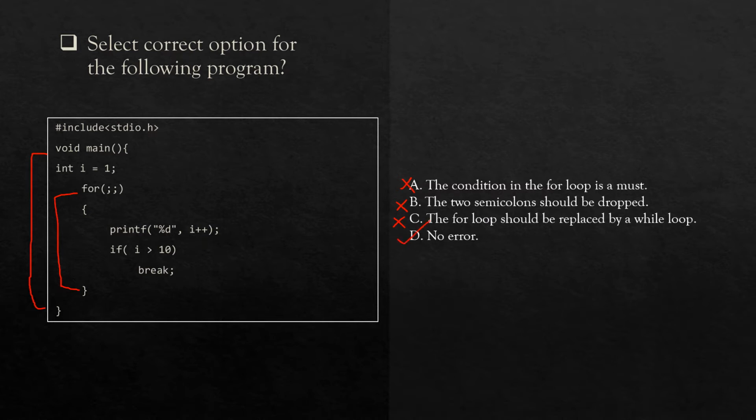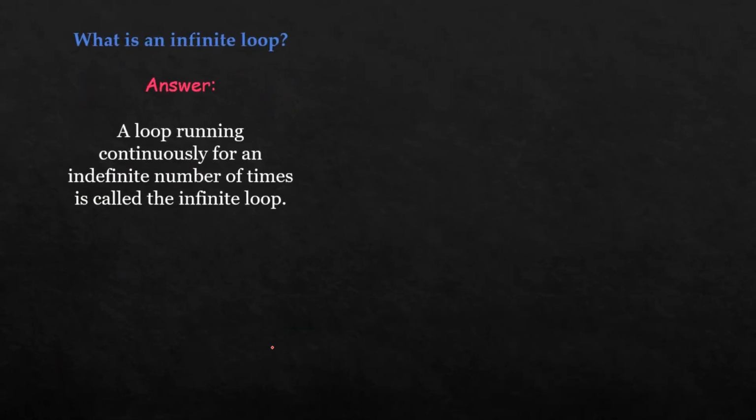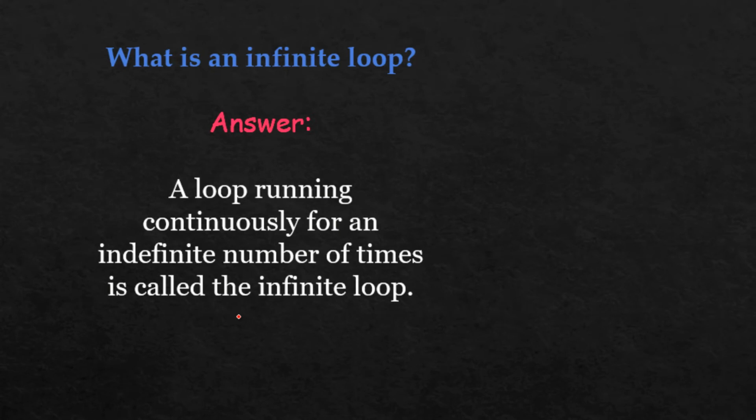And the fourth option says no error. So if you run this code, it will show no errors. That means it will execute perfectly. Now we'll discuss what will be the output of this program. Before explaining that, I want to explain what an infinite loop is in C programming language. A loop running continuously for an infinite number of times is called an infinite loop.